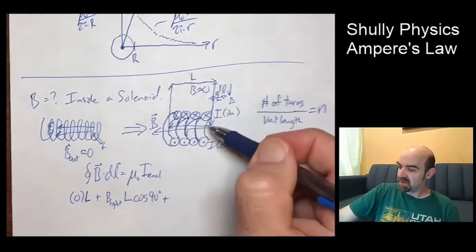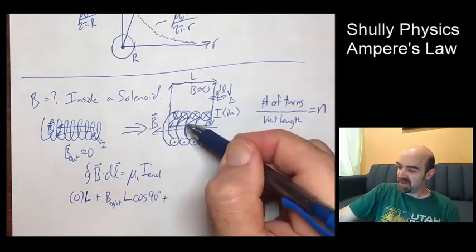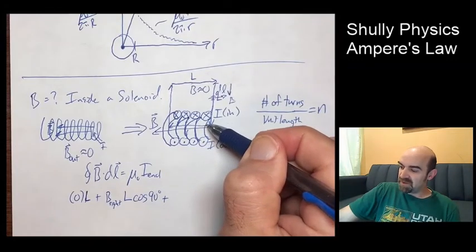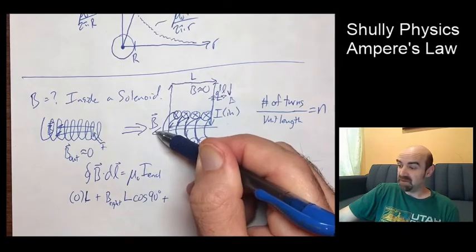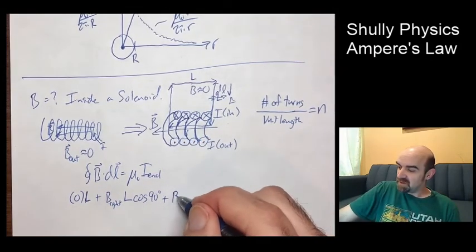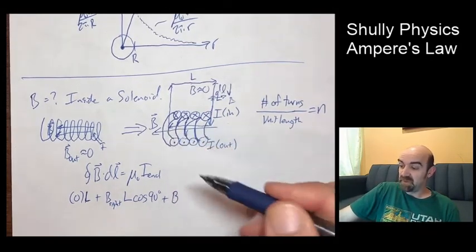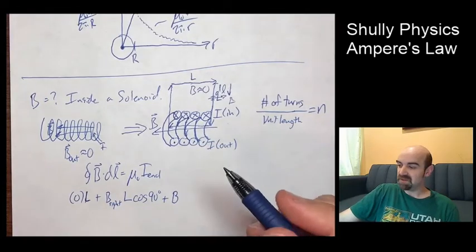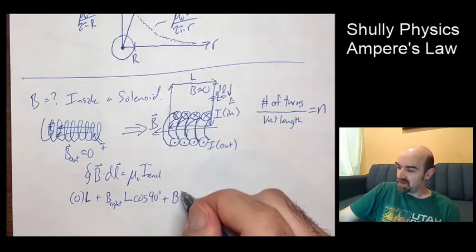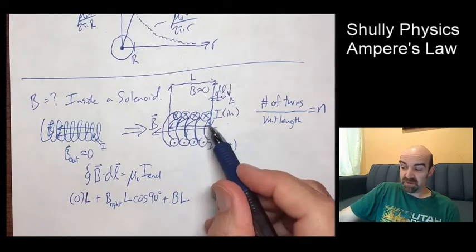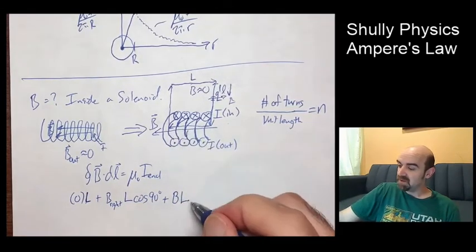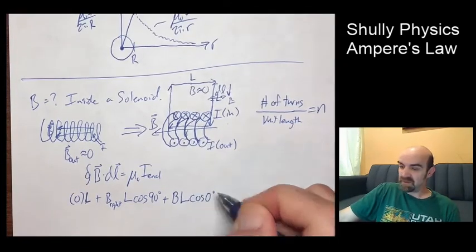Then, next part of our loop, we're on the inside now. On the inside, our dL path is along the same direction as the magnetic field. So that is the constant magnetic field we're looking for, the B of that bottom piece. And the length is L also. Here the angle between B and L is 0 degrees, cosine of 0.